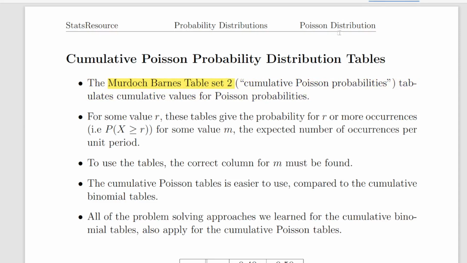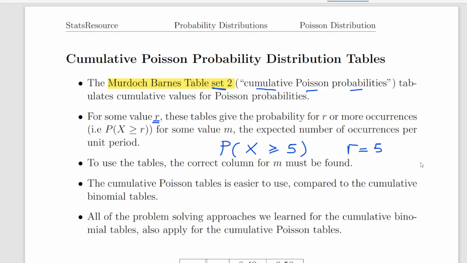Now what we're going to do is go to table 2 in this particular set of tables. So you just flick through it and you should find set 2, the cumulative Poisson probabilities. This tabulates the cumulative values for the Poisson probabilities. Now this bit is important. For some value r, suppose we're asked in the question, find the probability of x greater than or equal to 5, something like that. In this case, r is 5. That's what we're looking for.